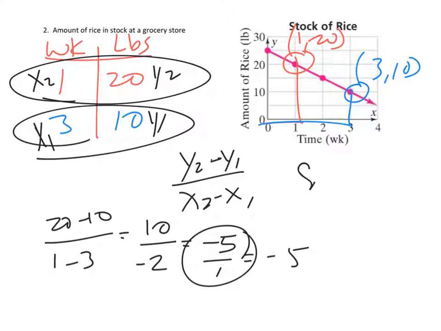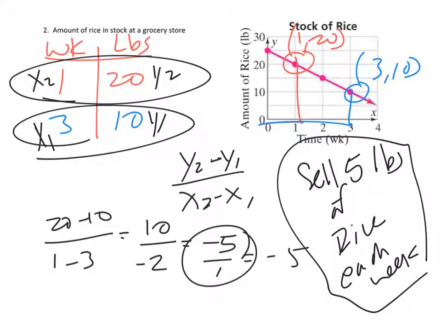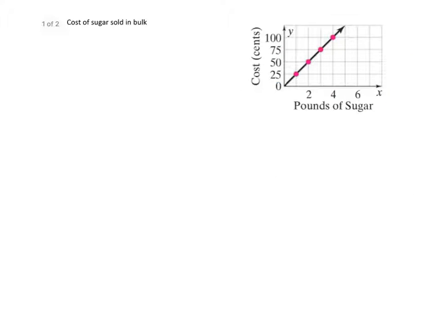They sell 5 pounds of rice each week. Or you eat it, I don't know, whatever it is. So there you go. And again, food again, right? Okay, so this one, maybe we're getting your groove here. Cost of sugar sold in bulk. So again, positive slope going up this time.